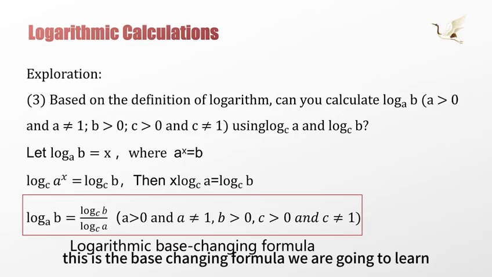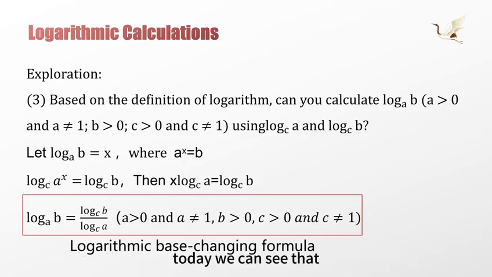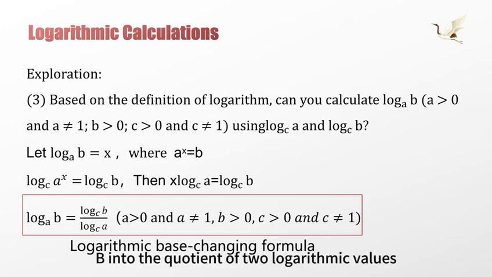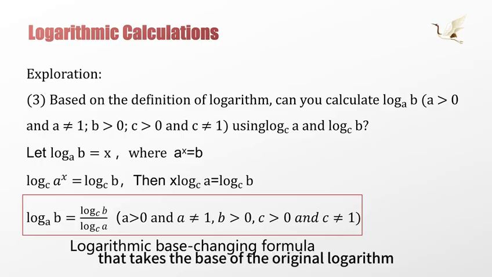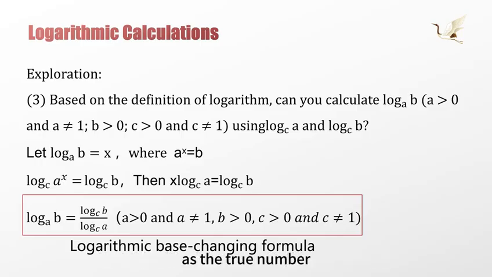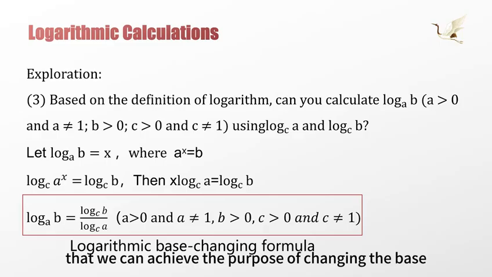This is the base-changing formula we are going to learn today. We can see that the conversion formula converts the logarithmic value with a as the base and b as the true number into the quotient of two logarithmic values with the same base. The numerator is the logarithm of the true number. The denominator is the logarithm that takes the base of the original logarithm as the true number, so that we can achieve the purpose of changing the base.